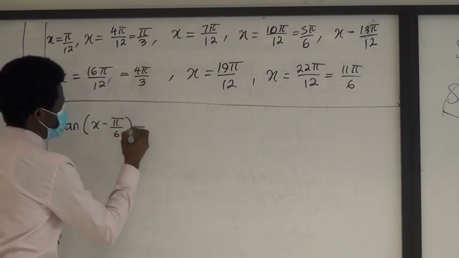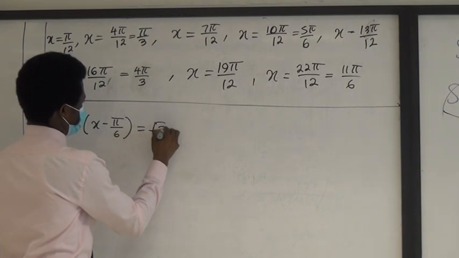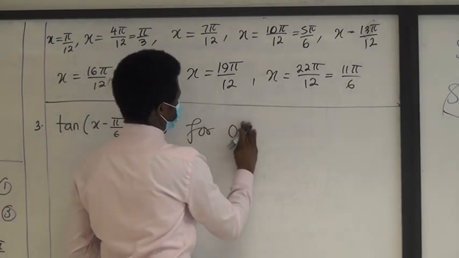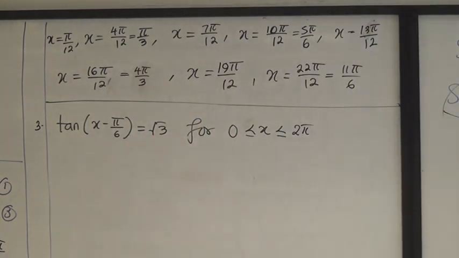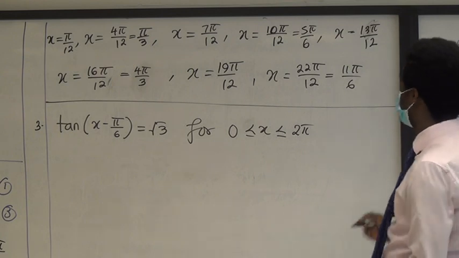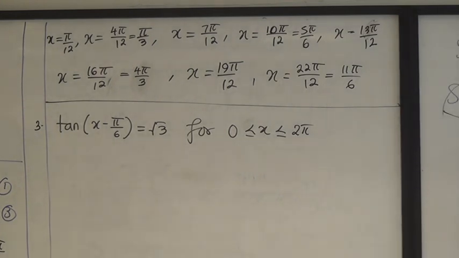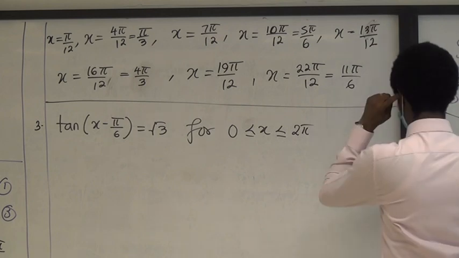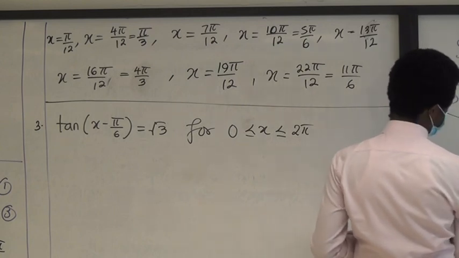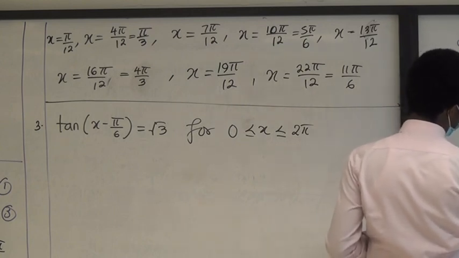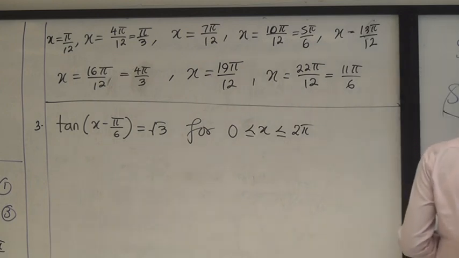I think this is tan of x minus pi over 6 equals root 3, of course, for 0 less than or equal to x less than or equal to 2 pi. Somebody try this, please. Now, this is not 4x. This is just x. So again, you want to look at the range. If x is from 0 to 2 pi, you want to think of x minus pi over 6, right? From 0 to what? No, that's not from 0. That's from negative pi over 6.